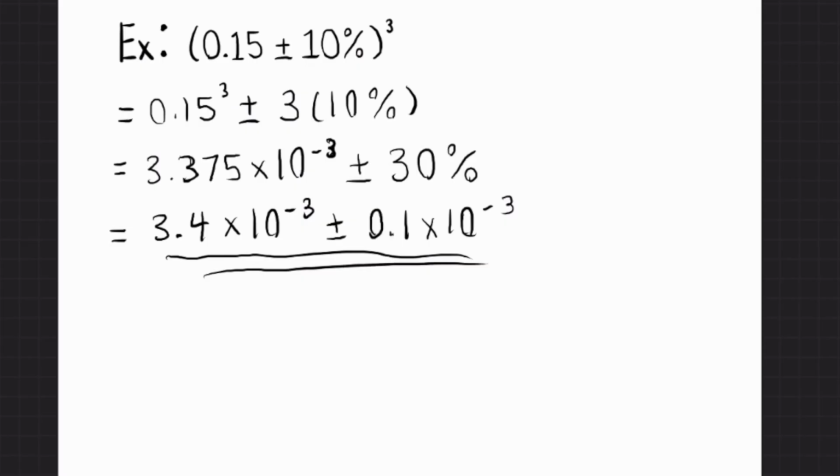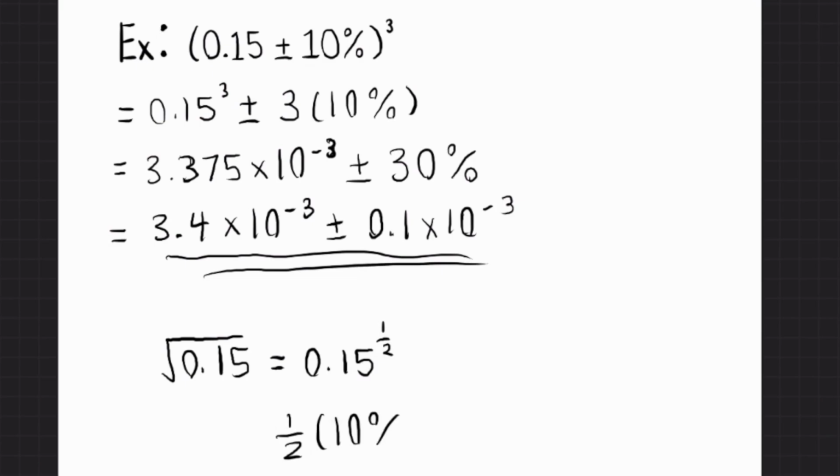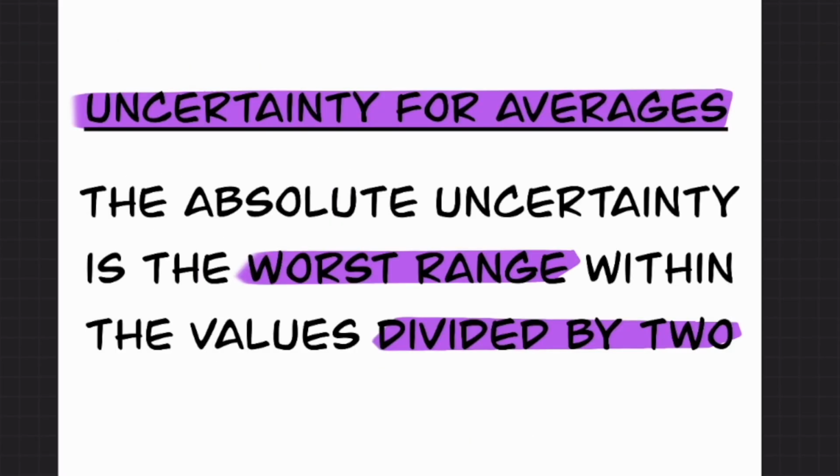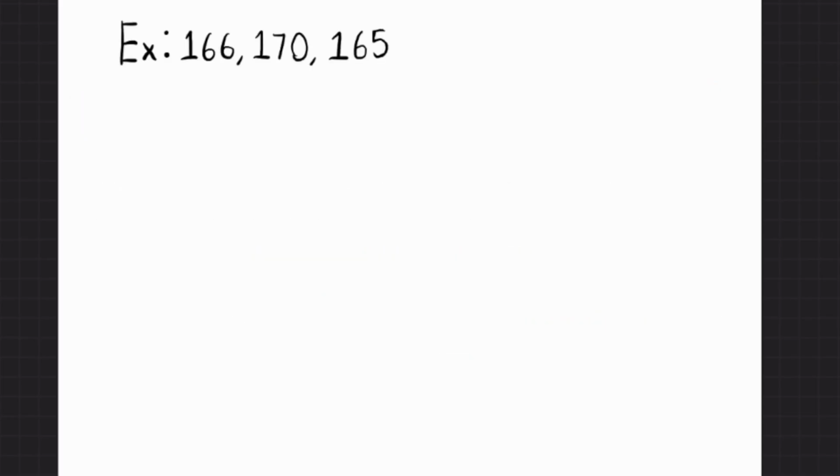And you might be wondering, what about square roots? Now, remember that if I had 0.15 square root, that's essentially just 0.15 to the power of 1 over 2. So the uncertainty, which in this case would just be 1 over 2 times 10%, which is just 5%. So keep that in mind. The rule still stands. Okay, finally, I'm going to talk about uncertainties for averages. So the absolute uncertainty for an average is the worst range within the values divided by 2. Okay, let's look at an example.